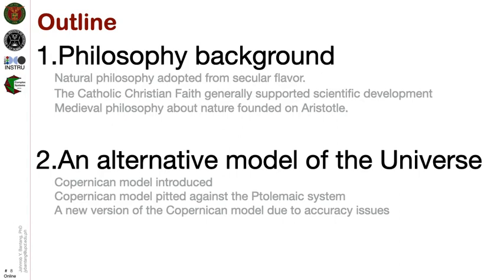First, we will discuss the philosophy developed in Europe by the end of the medieval era. And second, we will move on to taking on the development of alternative models of the universe driven by such philosophy and the ever-increasing complication of the Ptolemaic system just to keep up with the new and more accurate astronomical data sets.